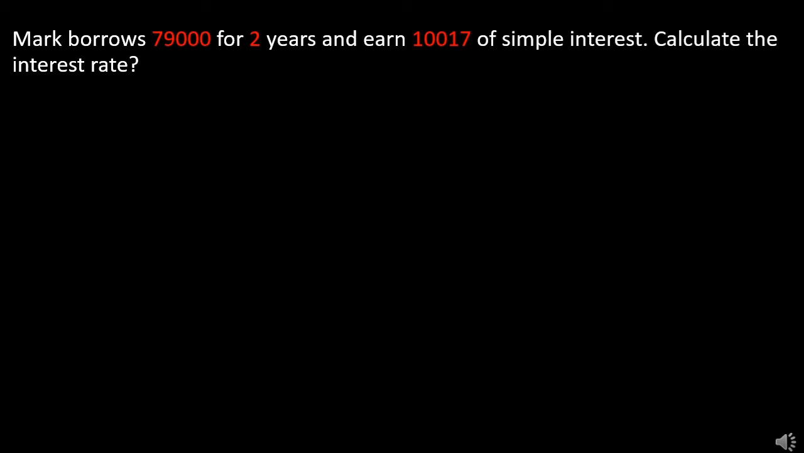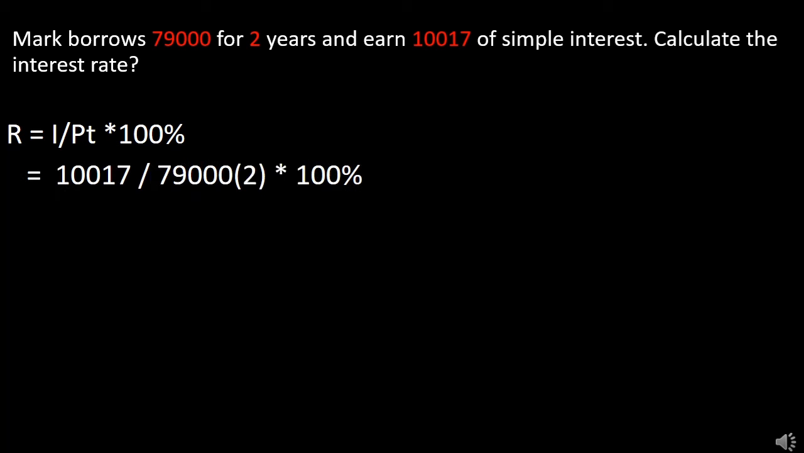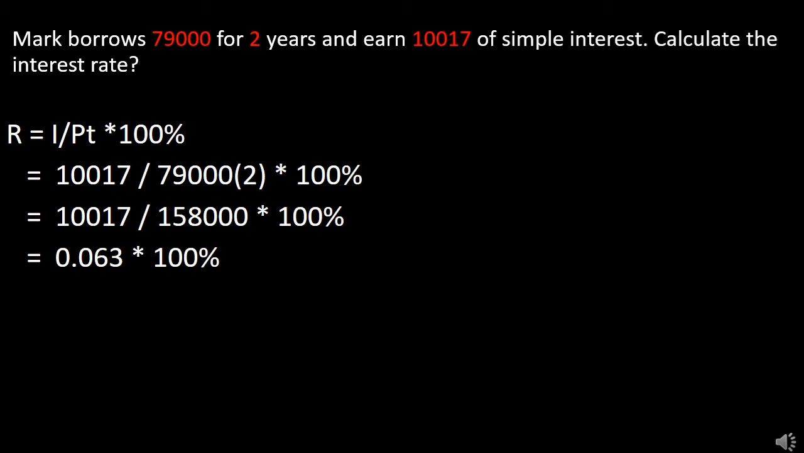Calculate the interest rate if the principal is 79,000 and the time is 2 and the interest is 10,017 pesos. So 79,000 times 2 is equal to 158,000. So 10,017 divided by 158,000 will give us 0.063, times 100, so the answer is 6.3.